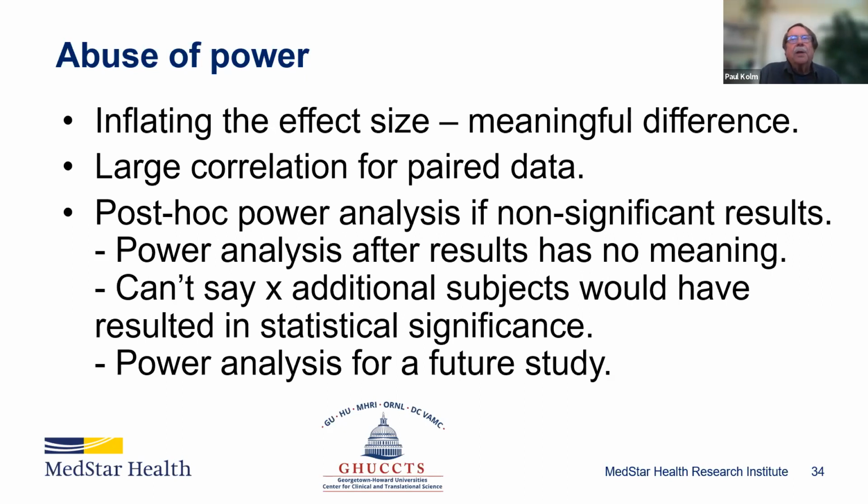Then also another way that you can abuse power is assuming a large correlation for paired data. So as the correlation gets large, if you assume, say, like a 0.75 correlation, then you're going to need a lot fewer patients than if the correlation was only 0.2.